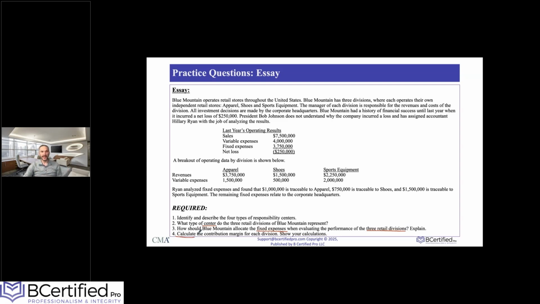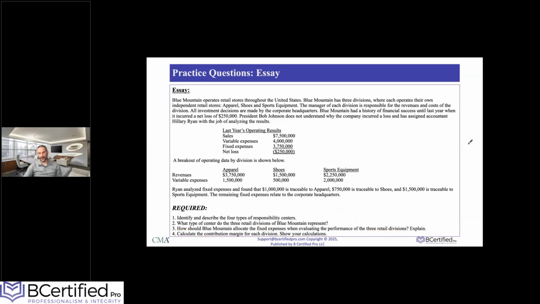Number 4, calculate. When you see the word calculate, always show your work. Show it step by step. Even if they don't mention show your work or show your calculation, always show your work. Calculate the contribution margin for each division. When you see such a question, before reading the given, write the formula. So contribution margin is my revenue minus my total variable cost. I get contribution margin. Write the formula before you start with the question.